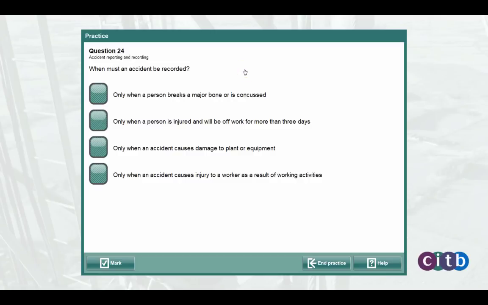When must an accident be recorded? Only when a person breaks a major bone or is concussed. Only when a person is injured and will be off work for more than 3 days. Only when an accident causes damage to plant or equipment. Only when an accident causes injury to a worker as a result of working activities.